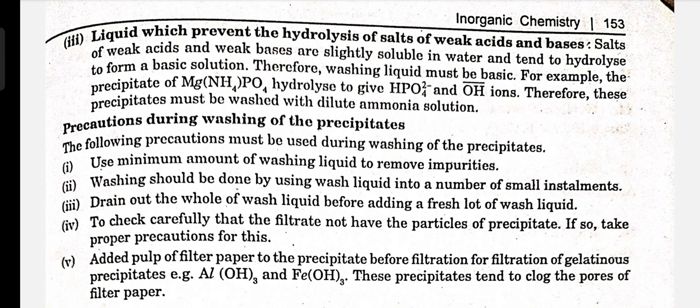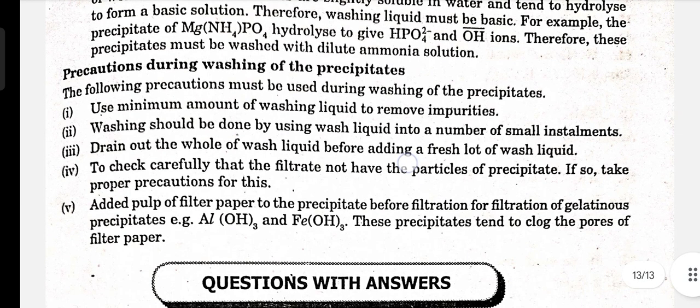Precautions during washing of the precipitate. Number 1, use the minimum amount of washing liquid to remove impurities. Number 2, washing should be done by adding the wash liquid in a number of small installments. Number 3, drain out the whole of the wash liquid before adding a fresh lot. Number 4, check carefully that the filtrate does not have particles of precipitate. If so, take proper precautions for this.